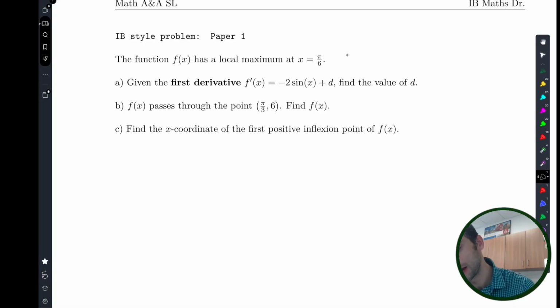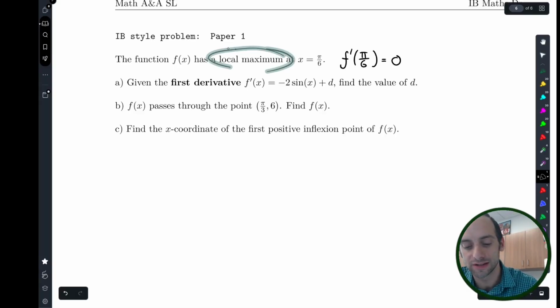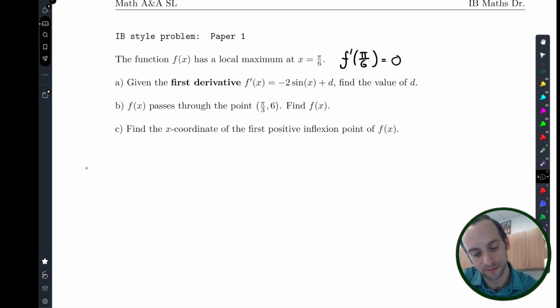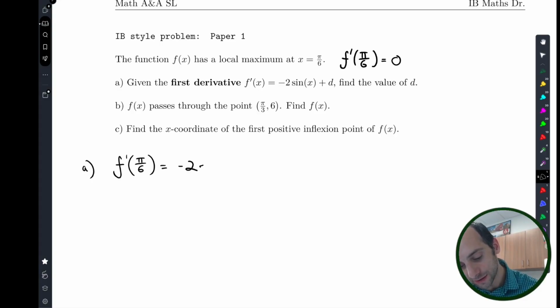So if we interpret that into derivatives, that means that f prime of pi over 6 has to equal 0. Okay? Thinking back to our previous units, that's what happens at a local maximum. Part A tells us given the first derivative, we need to find the value of d. So if we apply what we just wrote down, f prime of pi over 6, that means negative 2 sine pi over 6 plus d should equal 0.